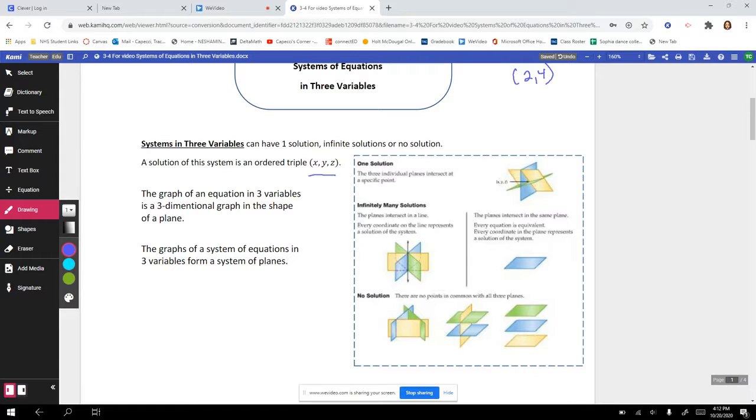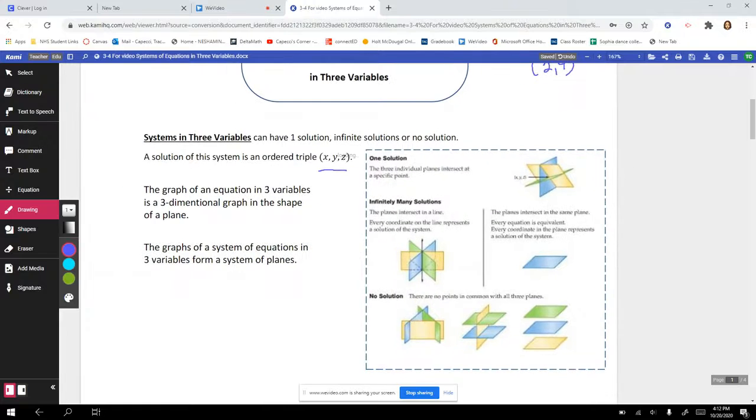Now, if you look at the examples here, this is where you're going to have just one solution, where they meet. If all three planes meet in one spot, then you're going to have one solution. If you have infinitely many solutions, you're talking about where the planes intersect just in one line. So these planes intersect where that black line is, so there's an infinite number of points on that black line.